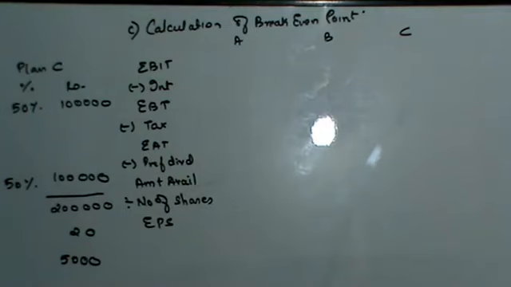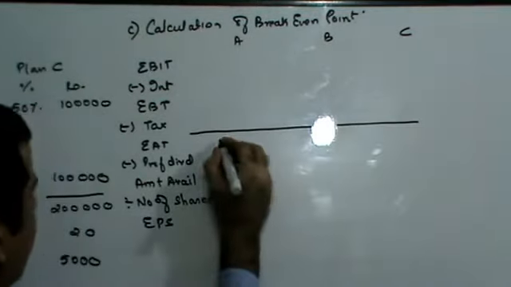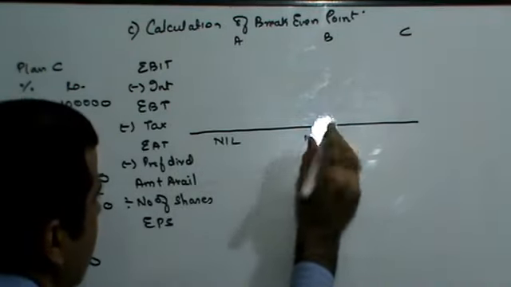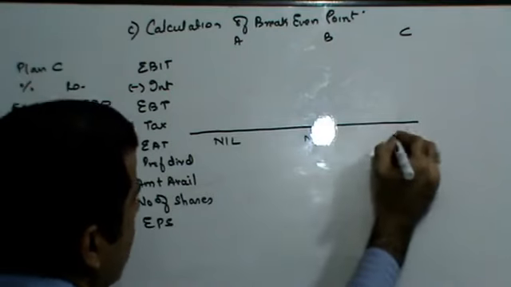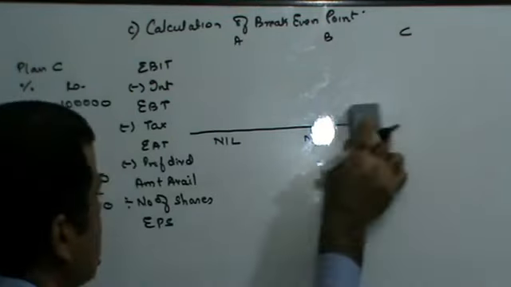Now, when you are calculating break-even point, you have to assume EAT to be nil. To find out the break-even point, you have to work back, people. You start from the answer and you move to the question. So you assume the EAT to be nil. Sorry, you assume the amount available to equity shareholders as nil.